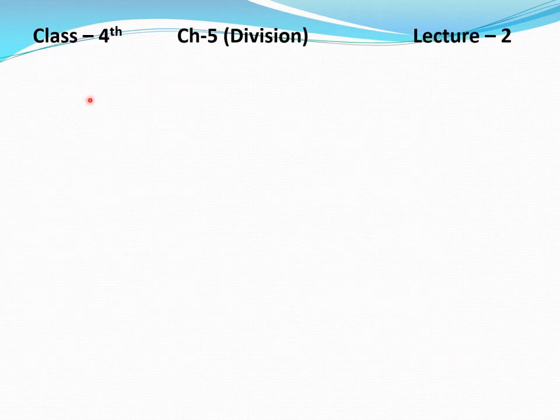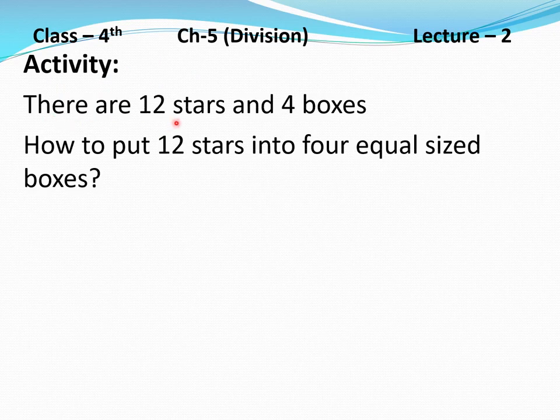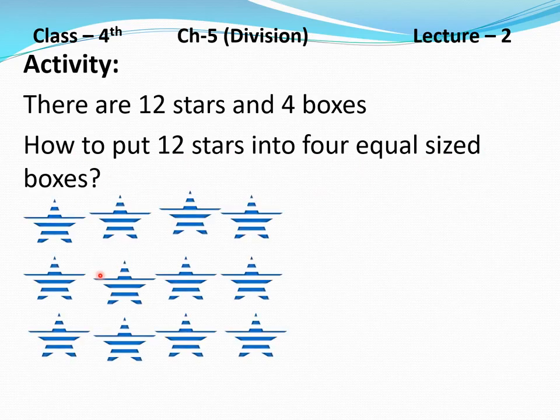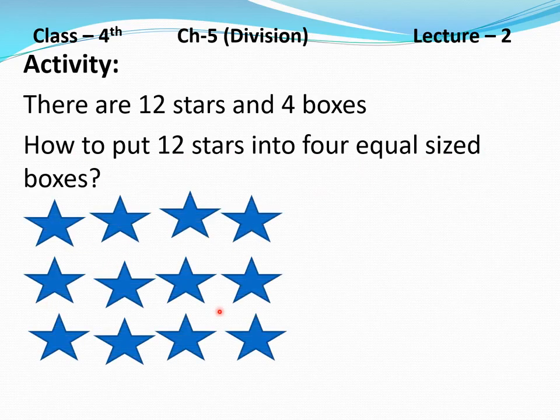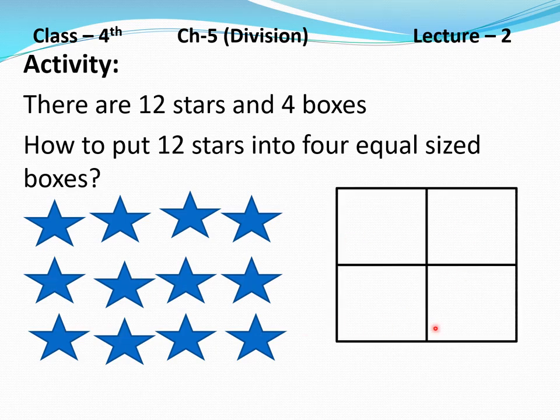Now, I will tell you the activity again. See, activity. There are 12 stars and 4 boxes. How to put 12 stars into 4 equal sized boxes. See, 12 stars are given: 1, 2, 3, 4, 5, 6, 7, 8, 9, 10, 11, 12. And there are 4 equal sized boxes. You have to put 12 stars into 4 equal sized boxes. Clear?